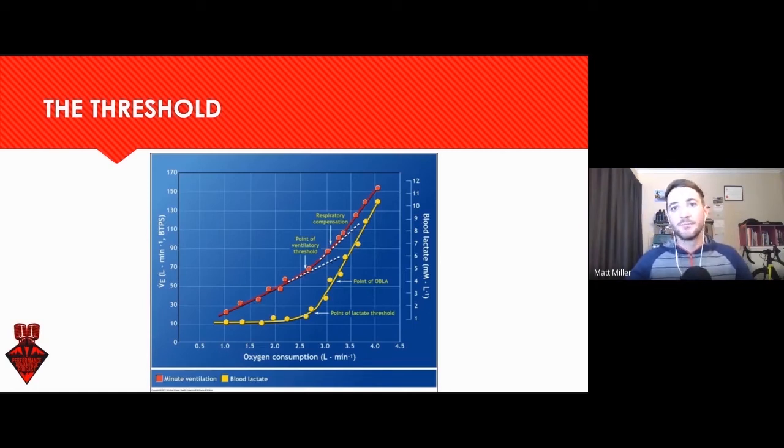Lactate threshold, pretty much your FTP, right? And we go up a little bit more and the blood lactate concentration can exceed 4 millimoles per liter, and that's called onset of blood lactate. The important thing to note here is they both happen around 3 liters per minute of oxygen uptake. Then the next line, the red one, is volume of expired gas. You can see the ventilatory threshold there, the first one, happening at about the same intensity as the lactate threshold. And the respiratory compensation point is happening at about the same point as OBLA.